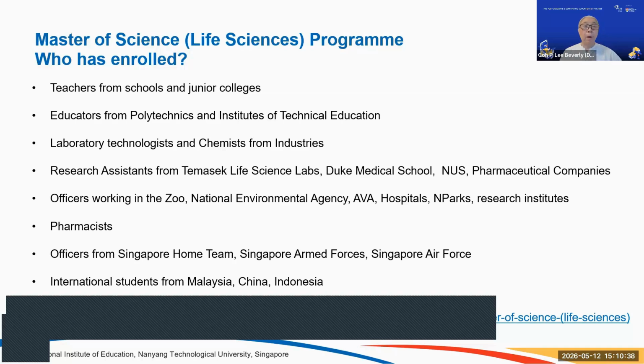We also have people who come from all walks of industries in Singapore. So officers from the zoo, NEA, AVA, not really AVA now, we call them the Singapore Food Authority, hospitals and NParks, as well as research institutes. These are some of the people who have enrolled in our program. Pharmacists, even police officers, from Singapore Home Team, Armed Forces, Air Force. These are career armed forces people who also want to pursue a higher degree. And we have had of late international students from Malaysia, China, and Indonesia who have also signed up in this program.